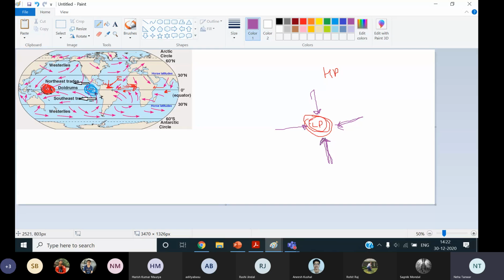The Coriolis force will act on this. Let's say we are talking about the northern hemisphere. Let's talk about this wind, which is coming from the equator towards the pole. Where would it be deflected, in the positive direction or in the negative direction?